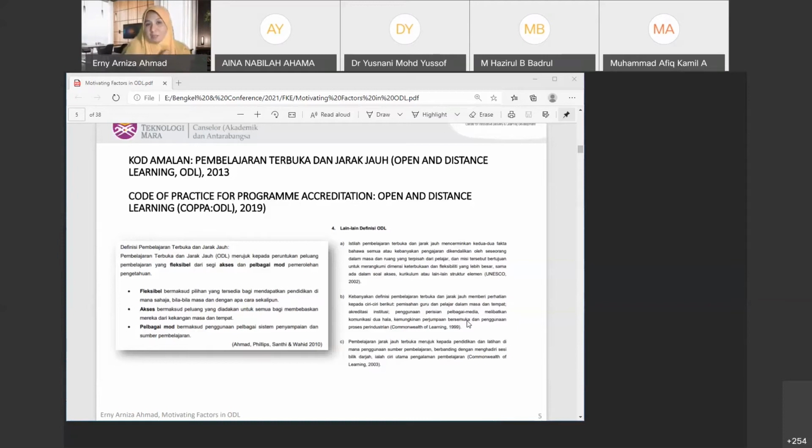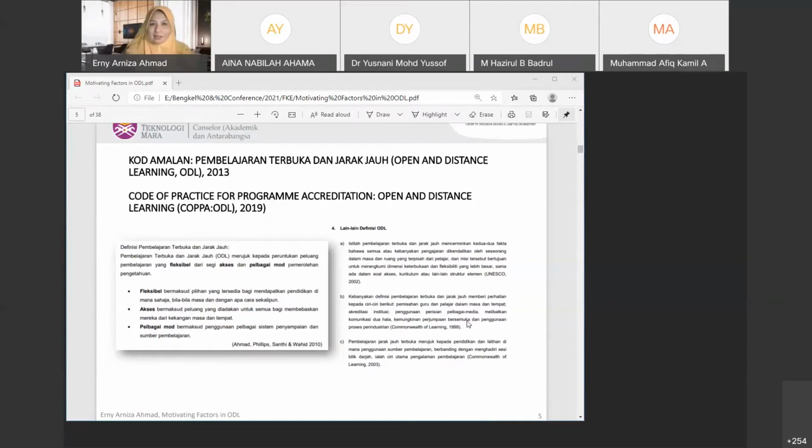Okay, so meaning that you can access your learning, not just in terms of materials, but everything about your learning, at any time and anywhere. And then pelbagai mode bermaksud penggunaan pelbagai sistem penyampaian dan sumber pengajaran. So it's not only for online or the internet connection, but it involves everything.